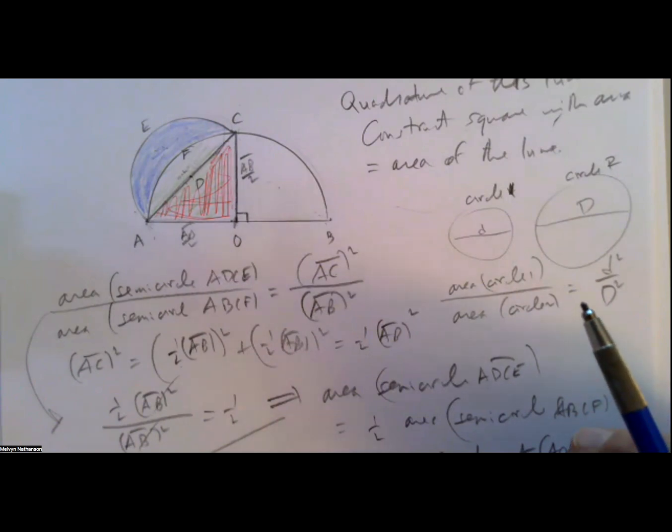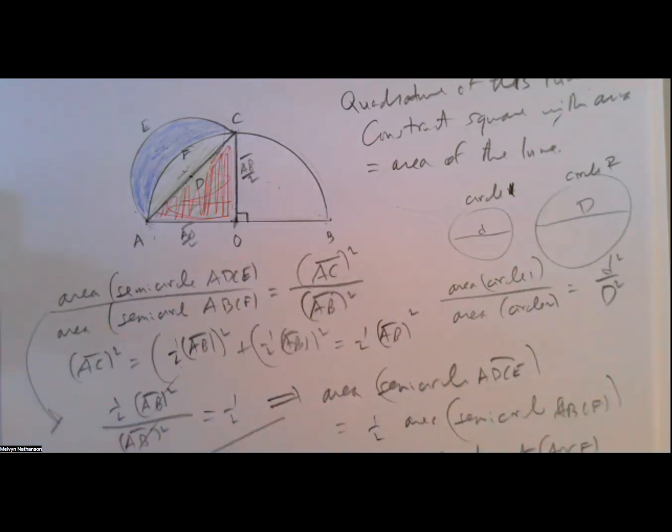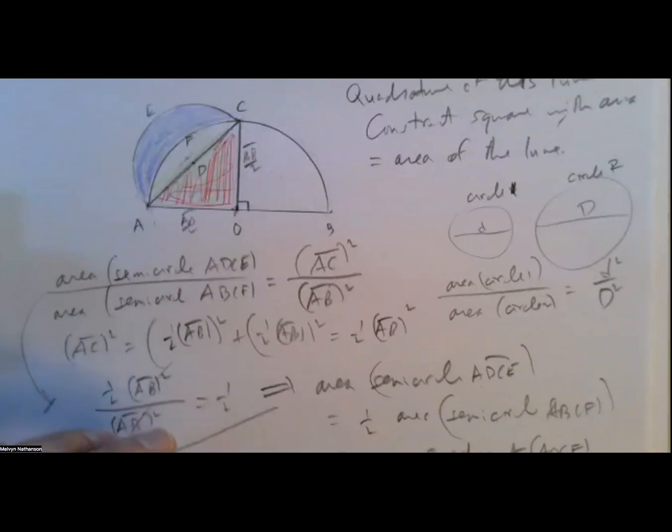So that is the beautiful, beautiful, beautiful proof of Hippocrates' theorem. This is the great theorem in chapter 1. And one of the rules of this course is you have to know everything in the book.